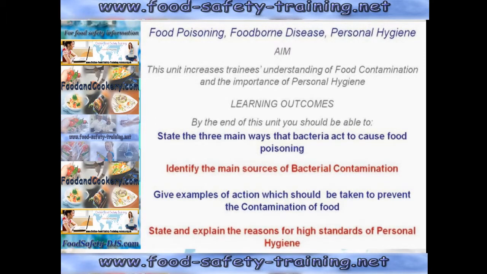By the end of this unit, you should be able to state the 3 main ways that bacteria act to cause food poisoning, identify the main sources of bacterial contamination, give examples of action which should be taken to prevent the contamination of food, and state and explain the reasons for high standards of personal hygiene.